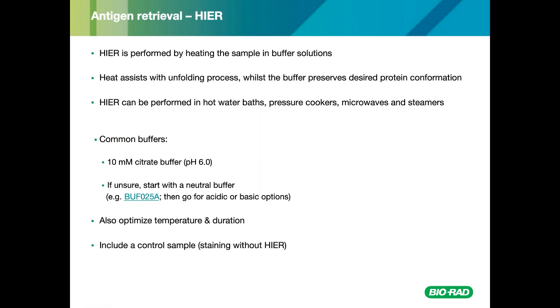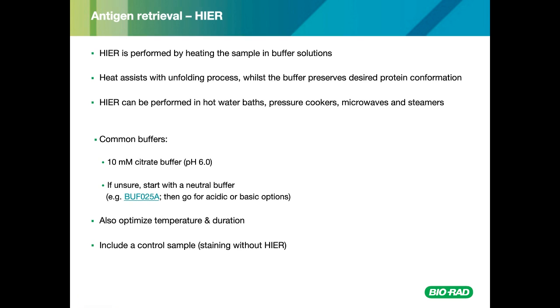HIER, which was developed later than PIER, is now the main antigen retrieval technique and is performed by heating the sample in buffer solutions. The heat assists with the unfolding process, whilst the buffer preserves the desired protein conformation. HIER can be performed in hot water baths, pressure cookers, microwaves, and steamers.